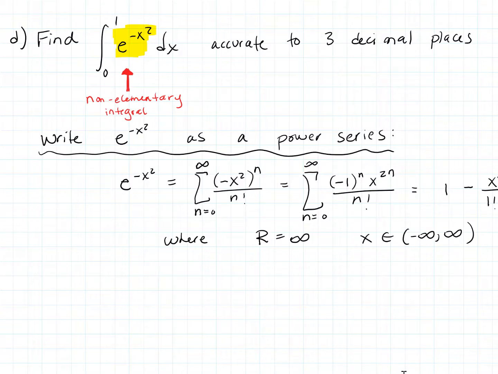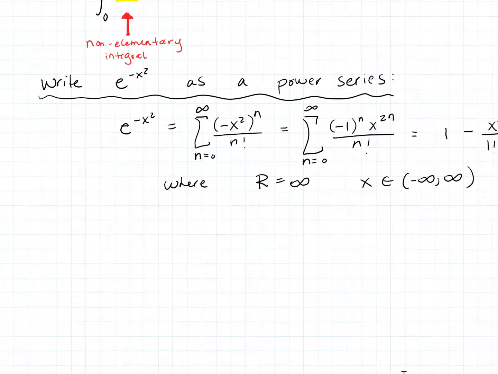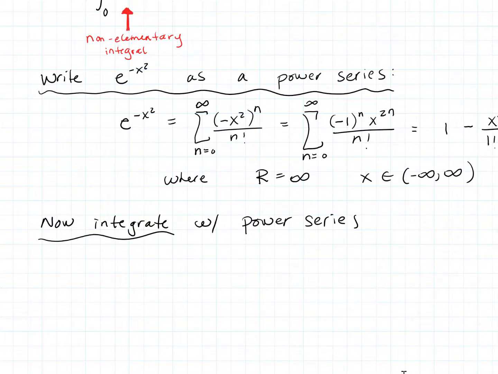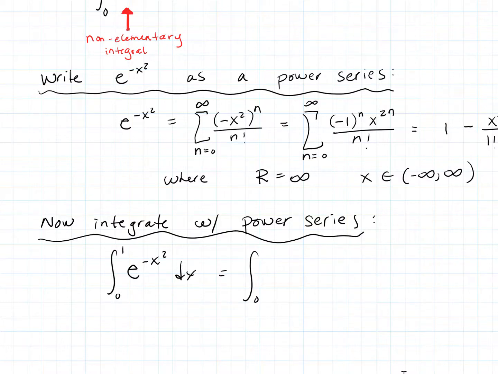And so we can come in here and say, all right, let's integrate it then. So now let's integrate with the power series. We couldn't integrate the function, but we can integrate the power series. So the integral from 0 to 1 of e to the negative x squared dx, we can use this equality here.